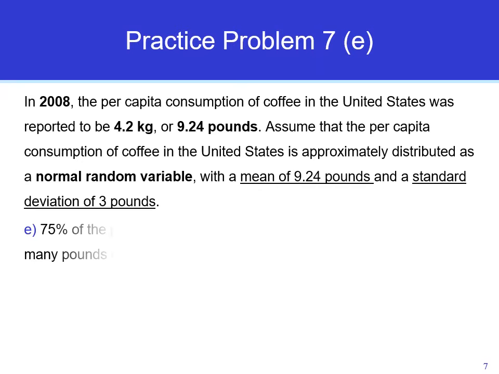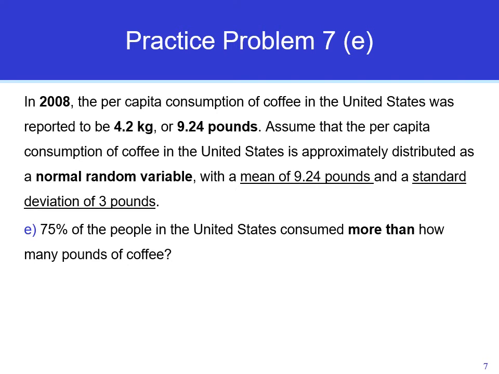Follow-up question, part E of the problem. 75% of the people in the US consumed more than how many pounds of coffee in 2008? Please work on this problem, pause, and then come back to see the solution. Let's see the solution. Here we have the same probability distribution, a normal distribution. X is the per capita consumption of coffee in 2008 in the US. That's normal with a mean of 9.24 pounds of coffee and 3 as the standard deviation.